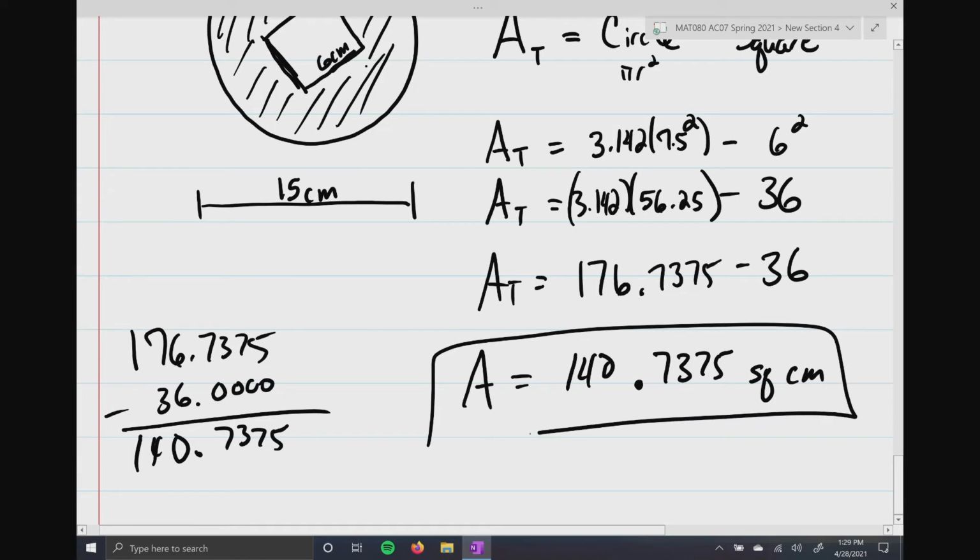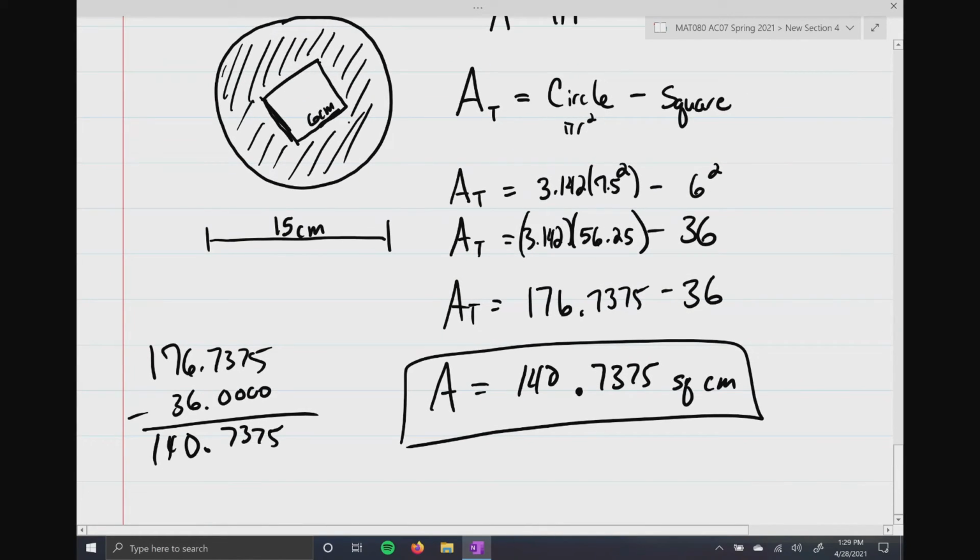So back to you, Alex. Is that what you said? Yeah, for the whole entire area, but I got the same answer after subtracting 36. Got it. Okay, because you said 176. Good enough. Are there any questions? Yes or no?